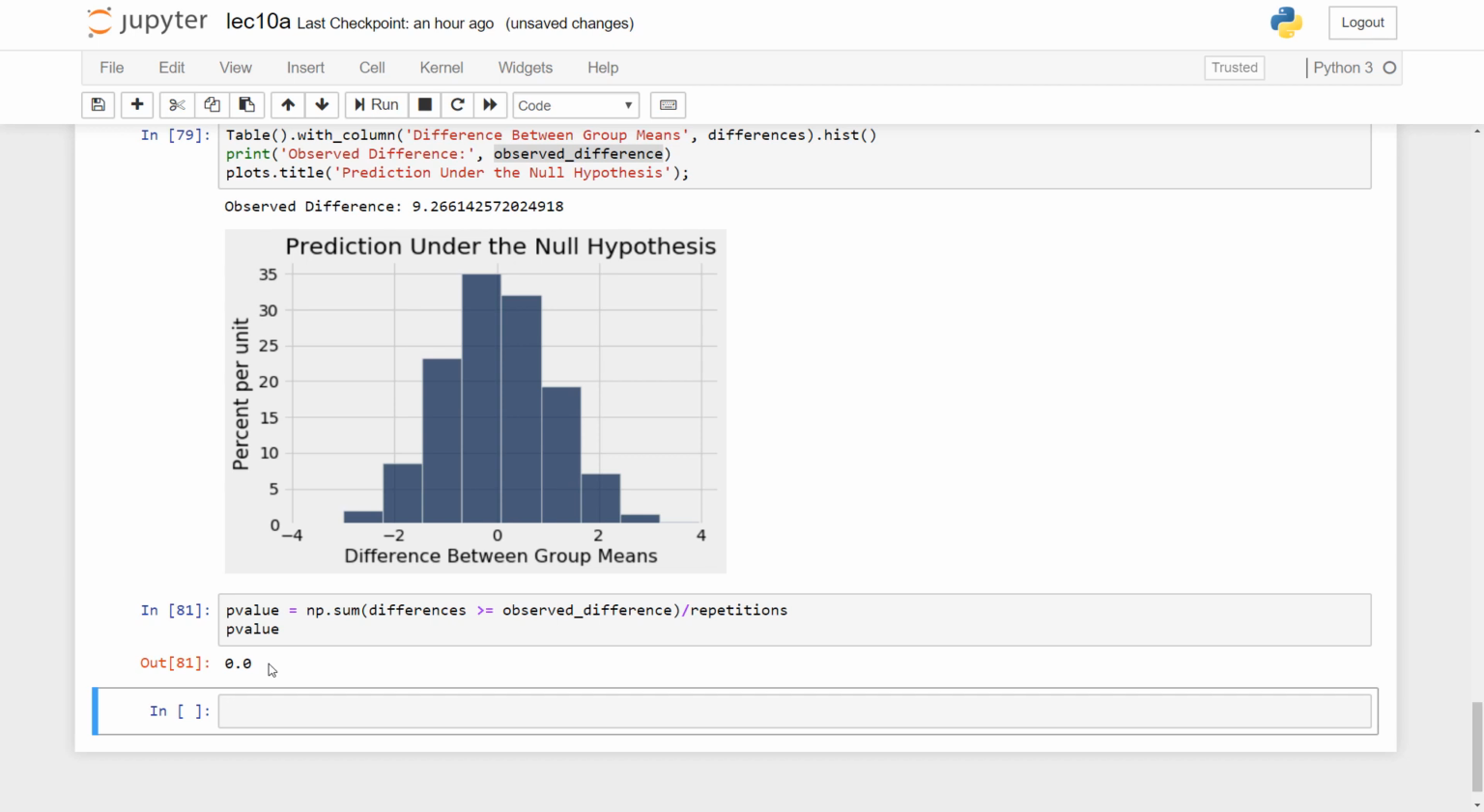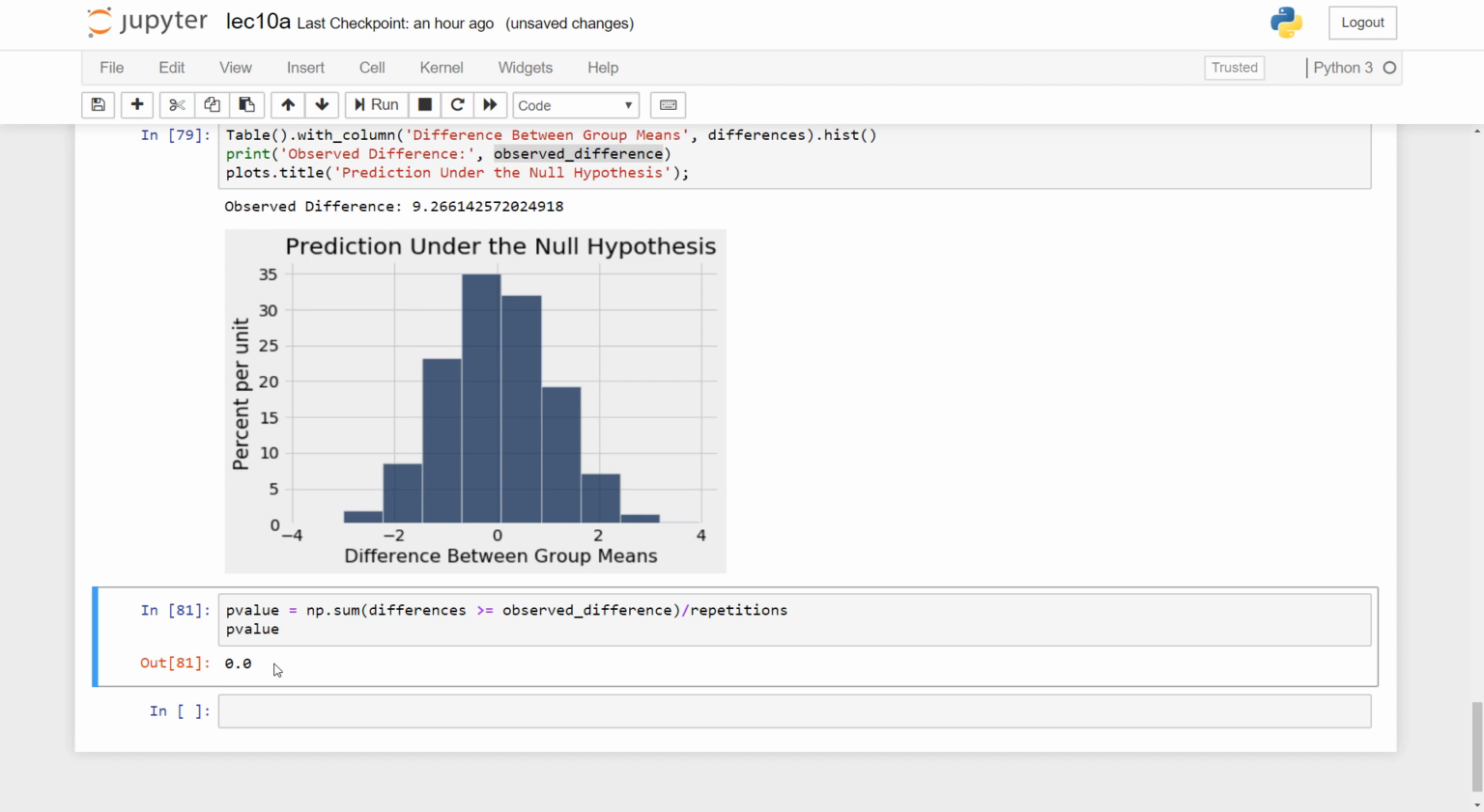A p-value of 0 means it is less than any significance level that you can work with, whether it's 5% or 1%. So we can say that the result is statistically significant, and we can reject the null hypothesis. Actually, we can say that it is highly statistically significant because it's less than 0.01, less than 1%.